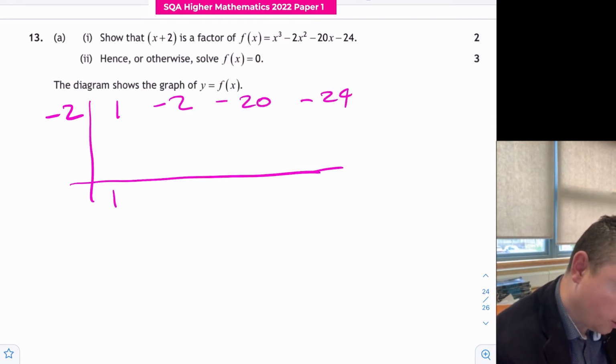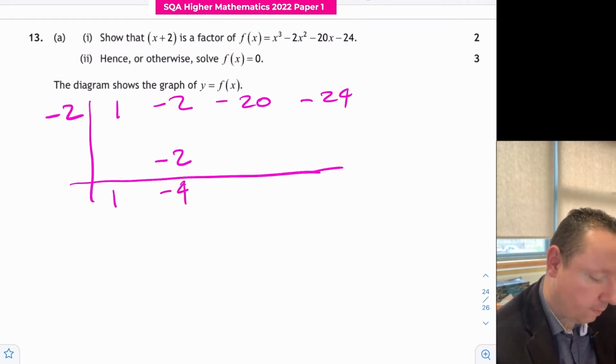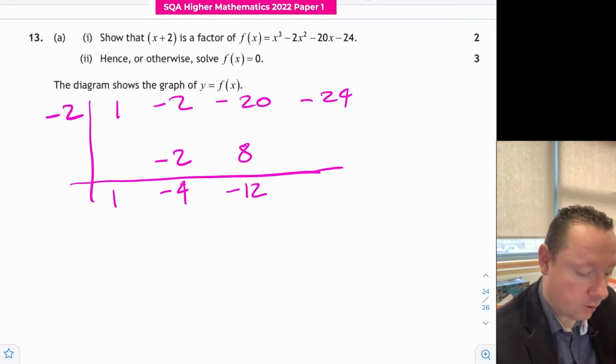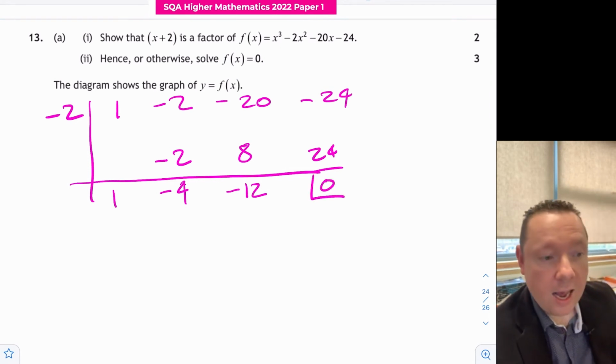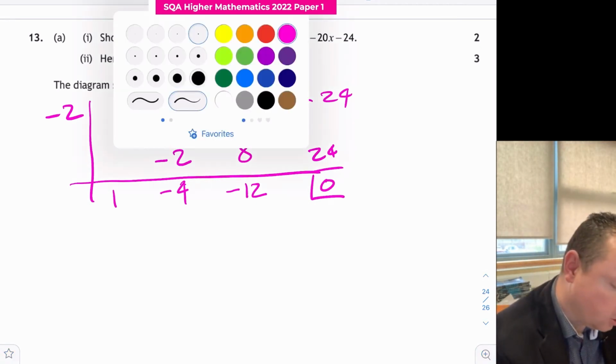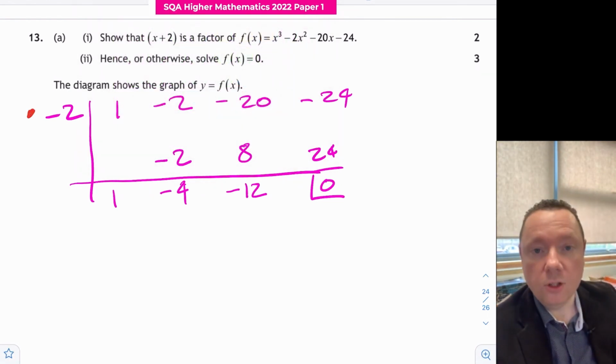1 just drops straight down. And then I've got 1 times minus 2, which is minus 2. Adding them together to get minus 4. Minus 4 times minus 2 is 8. Adding them together to get minus 12. Minus 12 times minus 2 is 24. Adding them together to get 0. And we get a mark at that point for using minus 2 in the synthetic division. So there's a mark.